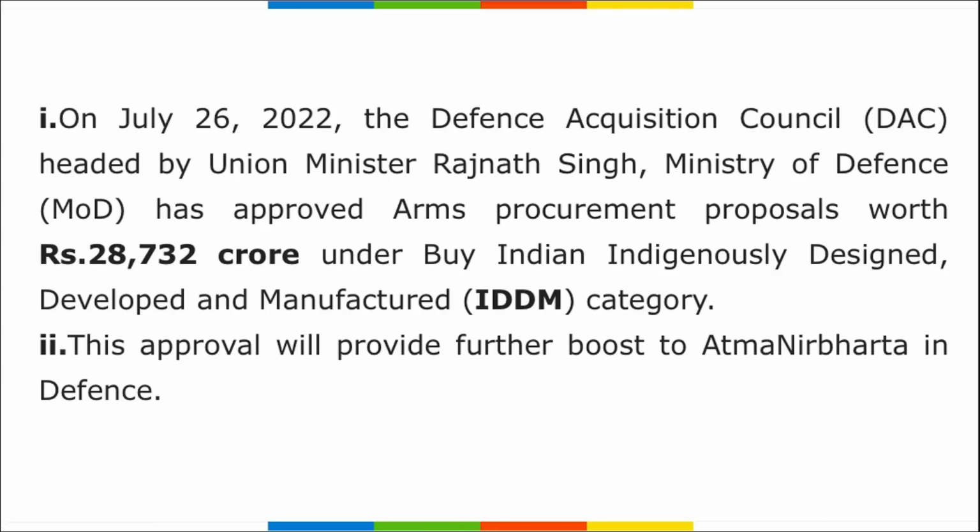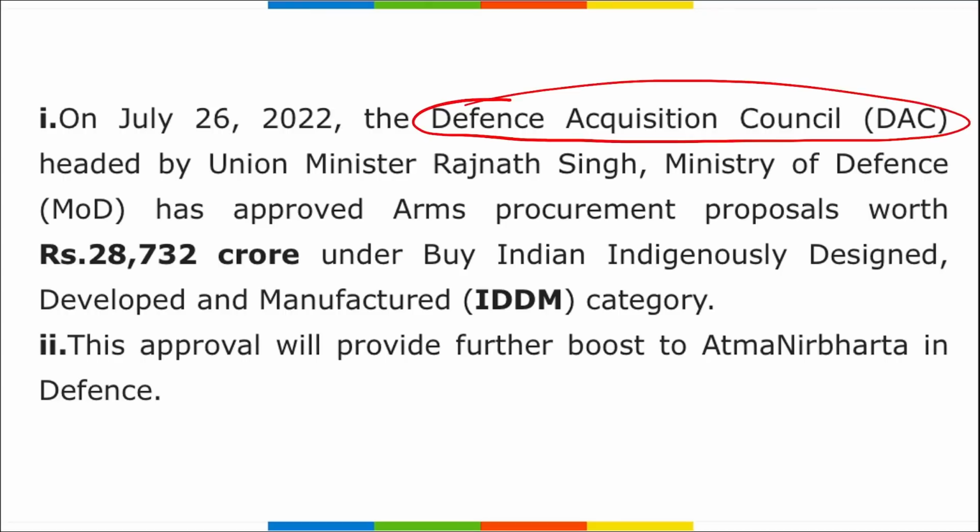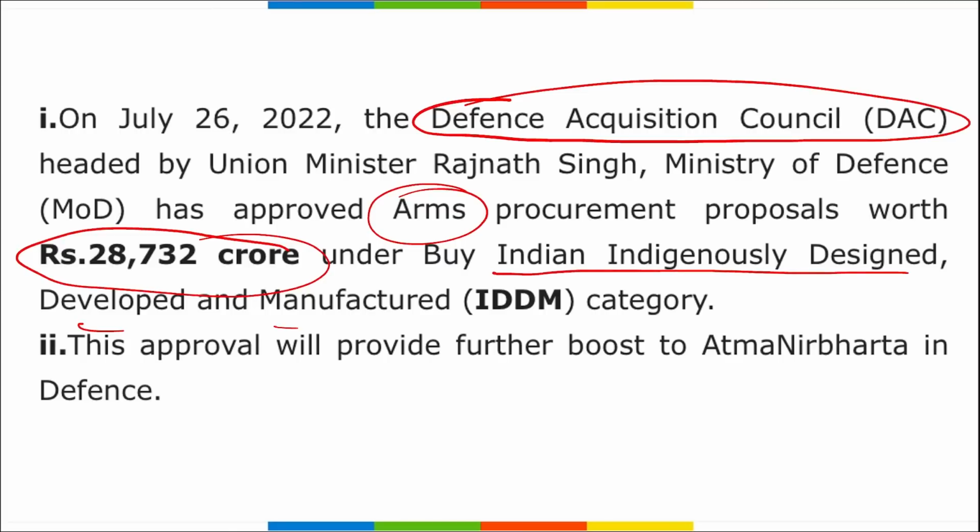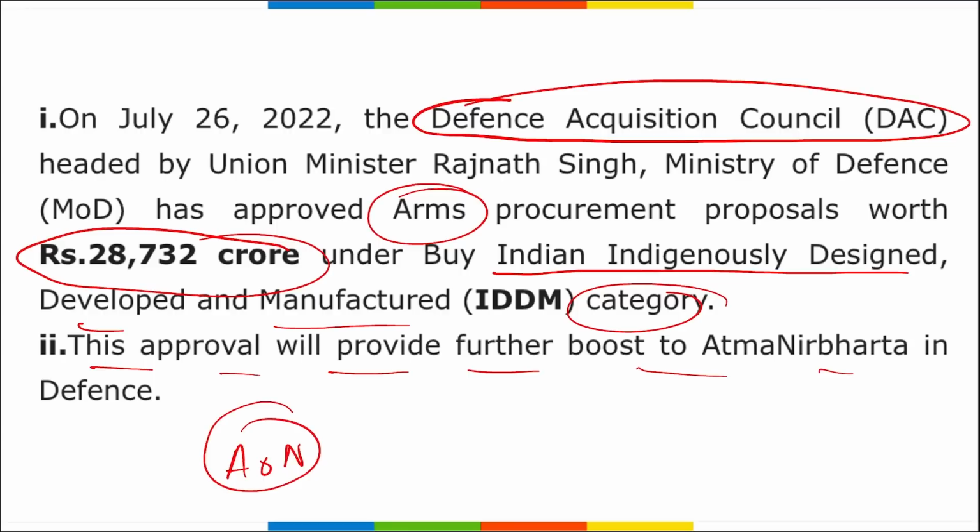Alright, so remember, Rajnath Singh, or you can say the Defense Acquisition Council, approved the purchase of arms worth 28,732 crore rupees, but under the Indian indigenously designed, developed and manufactured category only. This approval will provide further boost to Atmanirbhar Bharat in defense. Also remember, the acceptance of necessity, AON, is only the beginning of the acquisition process. It takes anywhere from 5 to 13 years from an acceptance of necessity to become a contract and for military equipment and platforms to be delivered.